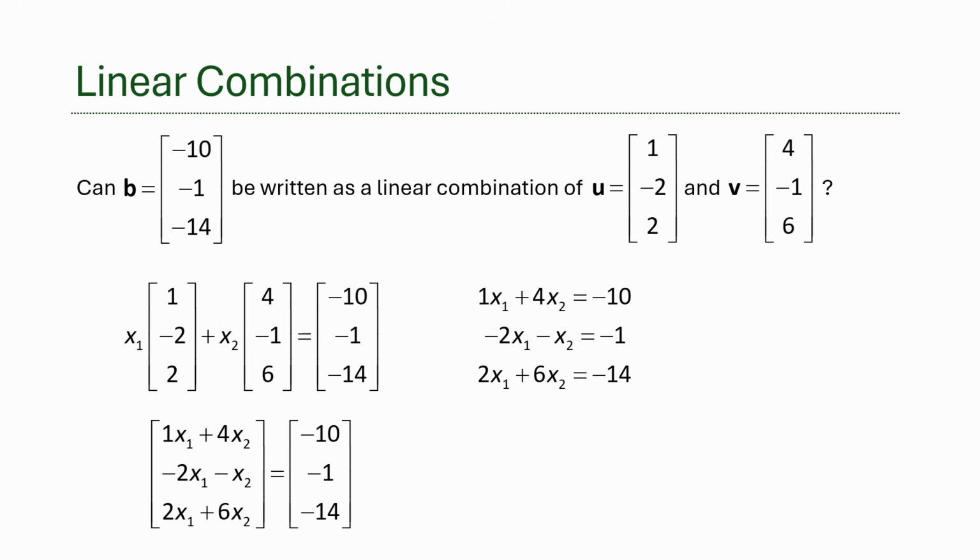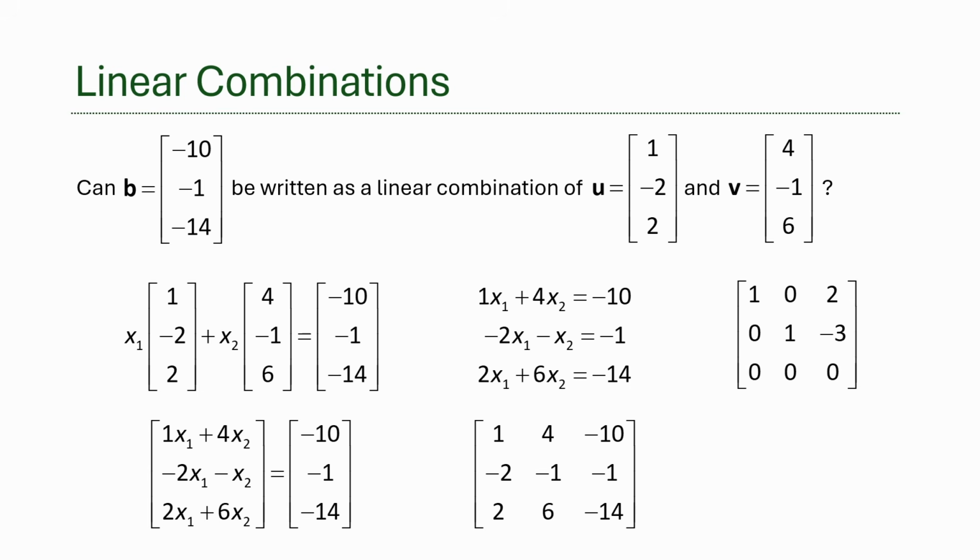I'm going to turn it into an augmented matrix, and I'm going to do the row reduction algorithm. If we apply the Gaussian elimination algorithm that we talked about in the previous lectures, we get this solution: x1 equals 2, x2 equals -3. And you can check this. You go back to the very original vector equation, substitute 2 and -3 in there for x1 and x2, work out the left-hand side, and yes, it does become equal to (-10, -1, -14).